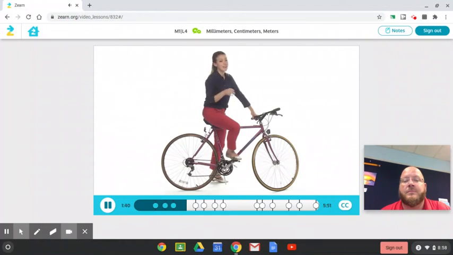I'll use a meter stick to find the length of this bicycle. 1 meter, 2 meters. Now, find the length in centimeters. Use the conversion table in your notes to help.